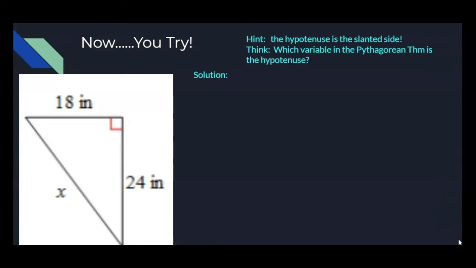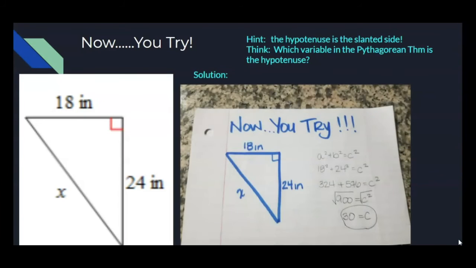Let's now look at the solution. Notice the first thing we always do is write down our formula, plug in our sides, which in this case we have A and B, square the sides. 18 squared is 324, and 24 squared is 576. And then we add those numbers, which gives us 900. Last step would be to find the square root, and that gives us C equals 30. Let's look at another problem.